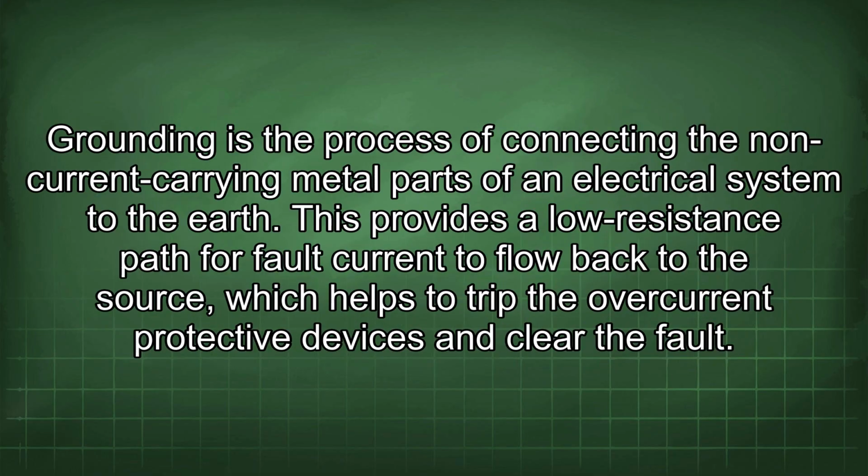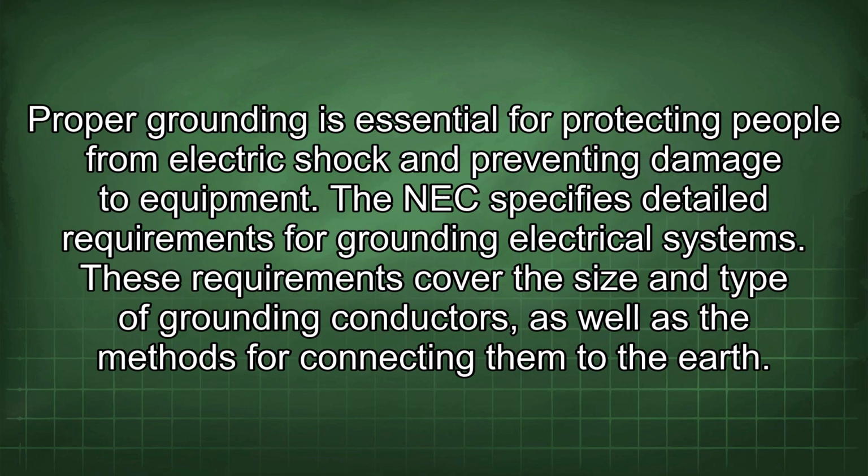Grounding is the process of connecting the non-current carrying metal parts of an electrical system to the earth. This provides a low resistance path for fault current to flow back to the source, which helps to trip the overcurrent protective devices and clear the fault. Proper grounding is essential for protecting people from electric shock and preventing damage to equipment.